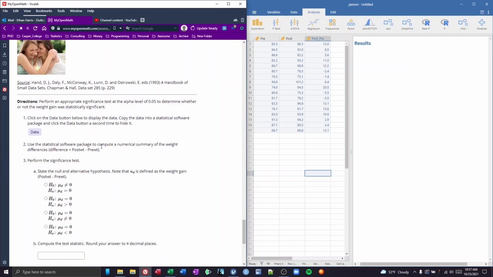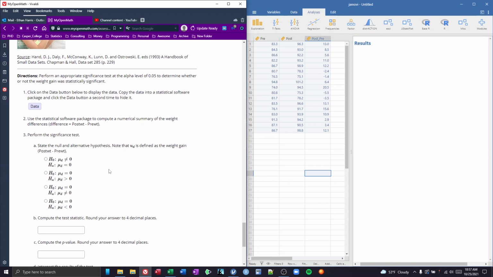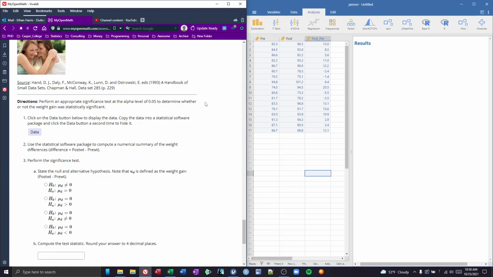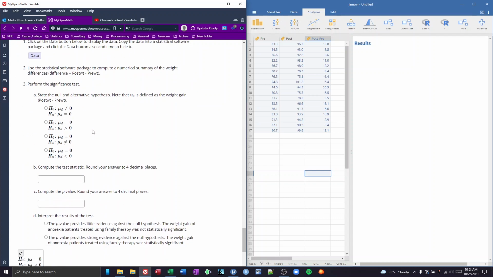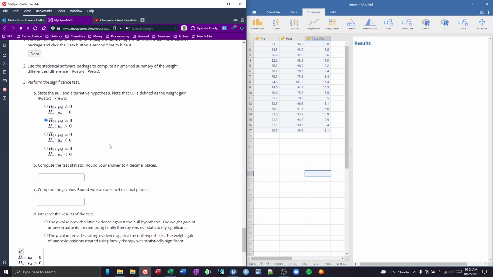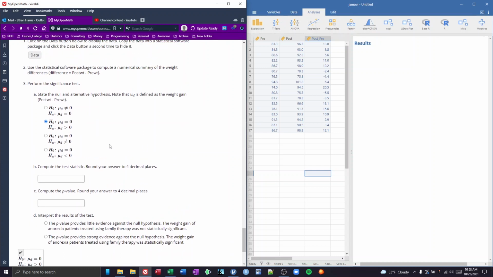So we're going to use our statistical software package, and we're going to use this post minus pre. Okay, and what we need is to first state our null and our alternative hypothesis. Now our null hypothesis is that the difference is equal to 0, or basically that this treatment made no effect. And the alternative is we wanted to determine whether or not this weight gain was statistically significant. So what we think is that this weight gain is actually greater than 0, because we want to know if this treatment is actually working. Okay, so we're going to compute the test statistic, and we're going to round to 4 decimal places.